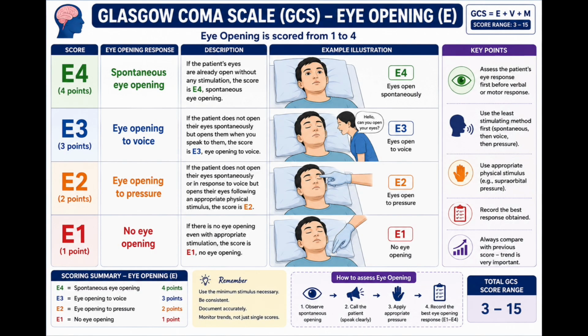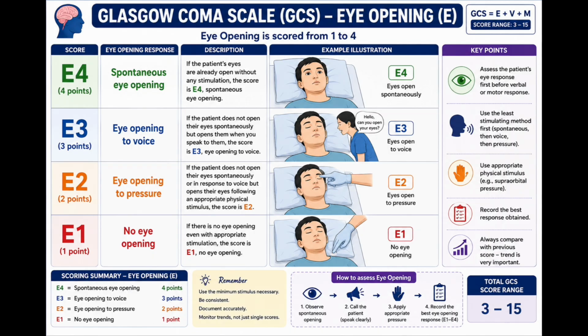E4, spontaneous. If the patient's eyes are already open without any stimulation, the score is E4, spontaneous eye opening. For example, the patient is awake, looking around the room and interacting with the environment. That is E4. E3, to voice. If the patient does not open their eyes spontaneously but opens them when you speak to them, the score is E3 or eye opening to voice.